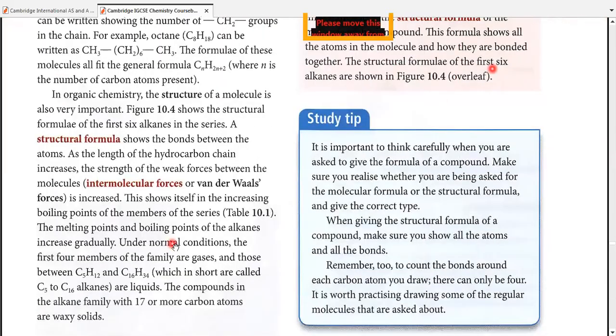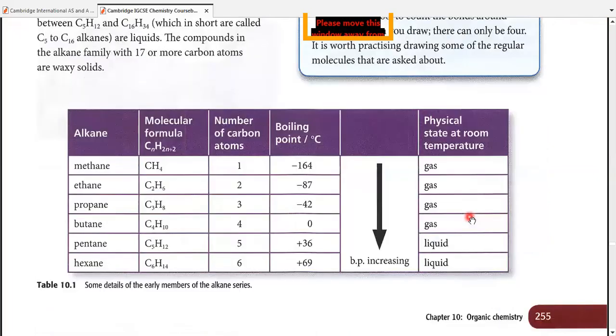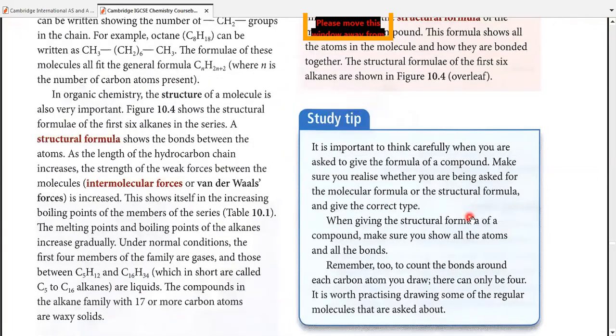Now, there are a couple more pieces of information in this portion which we need to understand. So I'm going to talk about page number 255, left-hand side, third paragraph from top. In organic chemistry, the structure of a molecule is very important. Figure 10.4 shows the structural formula of the first 6 alkanes in the series. We just went over this figure. We understood each and every structure step by step. Methane, ethane, propane, butane, pentane. How they are named is something else. That is known as nomenclature. Nomenclature is actually the art of naming.